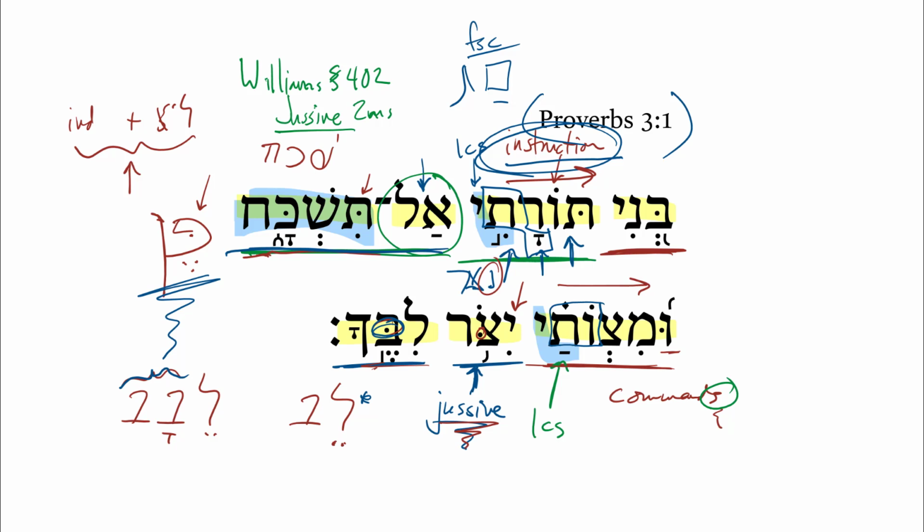So once we add that suffix on, the 2ms pronominal suffix, that dagesh comes back out. That actually would have been here if we want to think of it as a hovering dagesh or something like that. That's what my professor called them. So there we go. My son, my instructions do not forget, and my commandments, let your heart guard them diligently, keep them, preserve them.